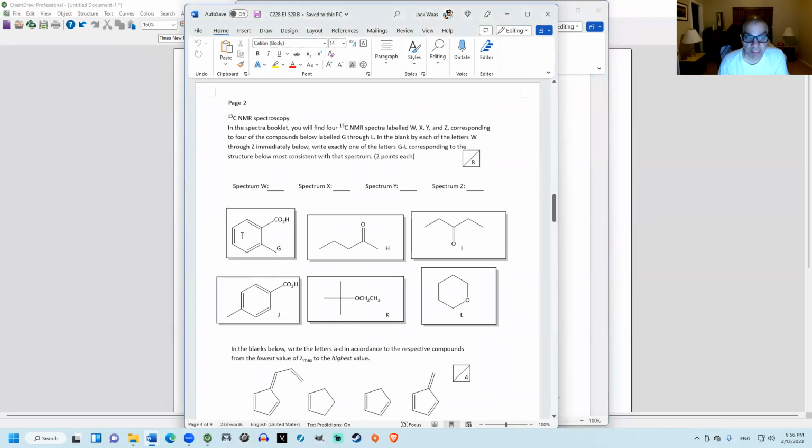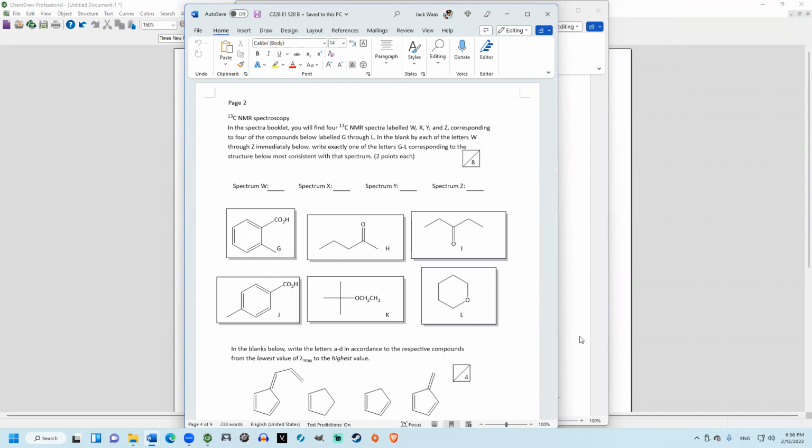And so the only one that fits that description is G. In J, all 6 carbons are not different. There's these 2 that are the same, that are ortho to the carboxylic acid group. There's these 2 that are the same, that are meta to the carboxylic acid group, and there's this one that's attached to the methyl. So that's only 4 aromatic carbons. We have 6, so it has to be G and not J. Thank you.